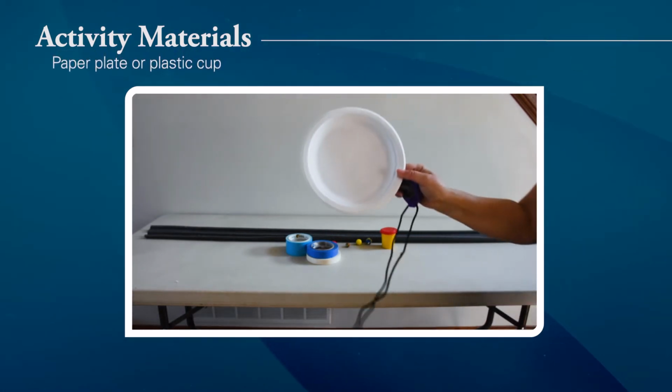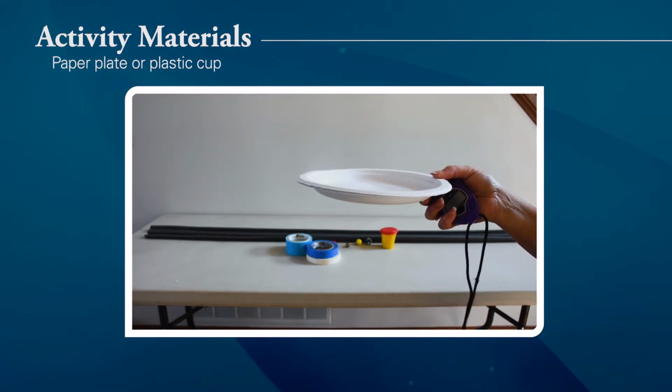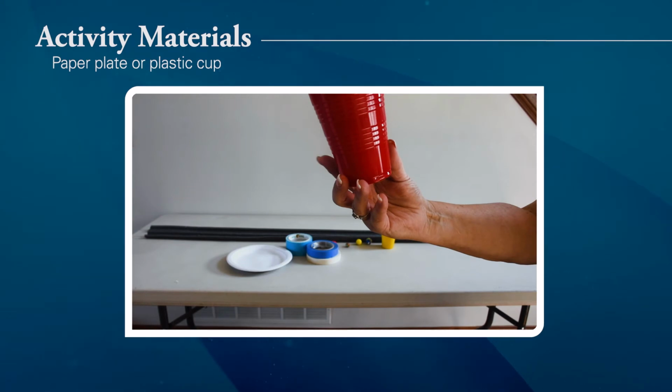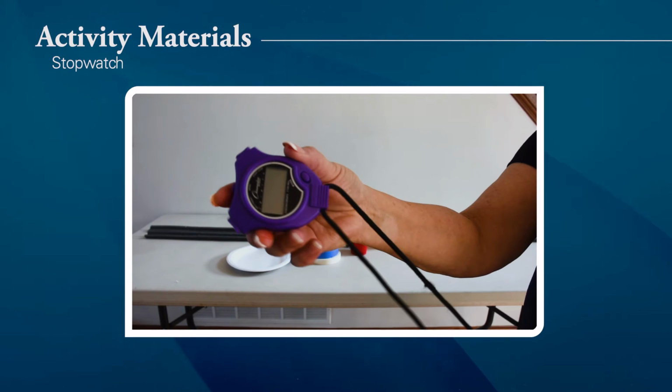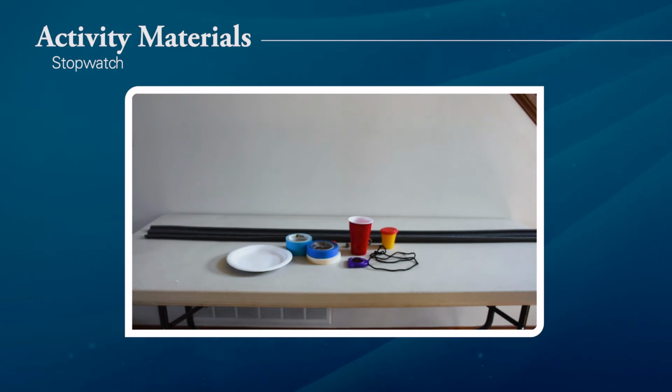You may want to find something to capture the marble or ball at the end of the run. This way you won't have to go running after it around the house. You could use a plate like this, or you could use a cup at the end of your run. As part of the data collection, we're going to want to time how long it takes the ball to go down the run. So you will need a stopwatch or other timing device to help you collect that data. Since we are using gravity as our force in this activity, we're going to need some height. You can use anything you have in the house, any furniture at all.